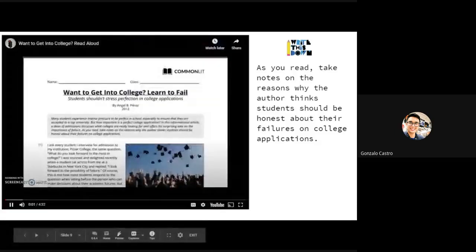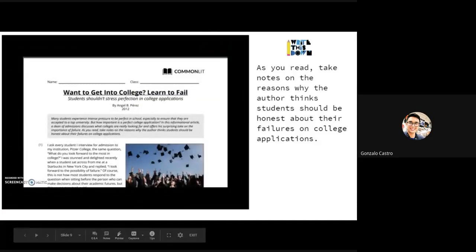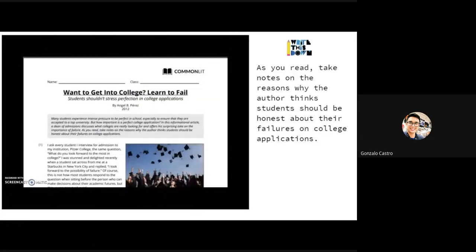Want to get into college? Learn to fail. Students shouldn't stress perfection in college applications by Angel B. Perez, 2012. Many students experience intense pressure to be perfect in school, especially to ensure that they are accepted to a top university. But how important is a perfect college application? In this informational article, a dean of admissions discusses what colleges are really looking for and offers his surprising take on the importance of failure.